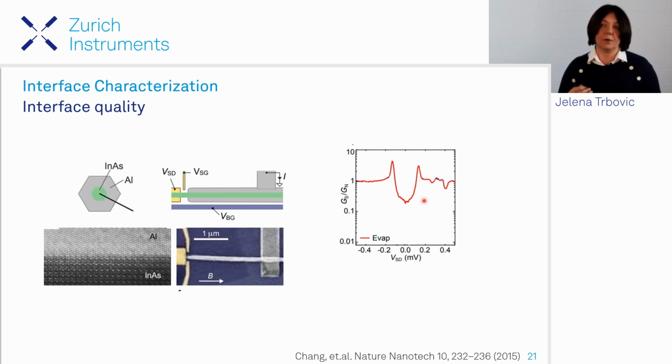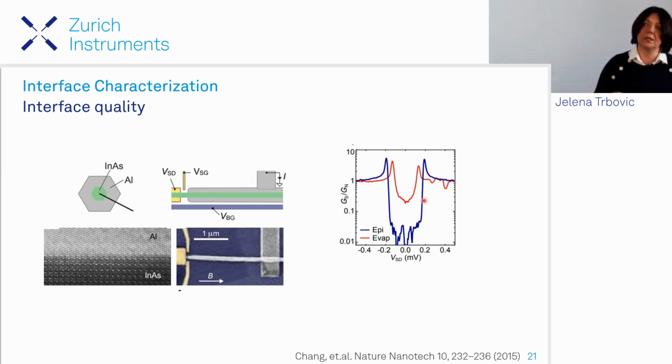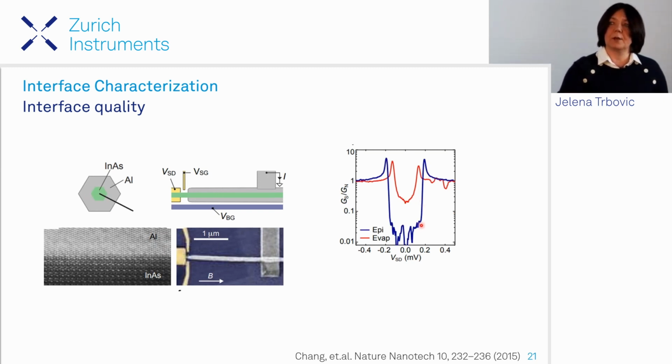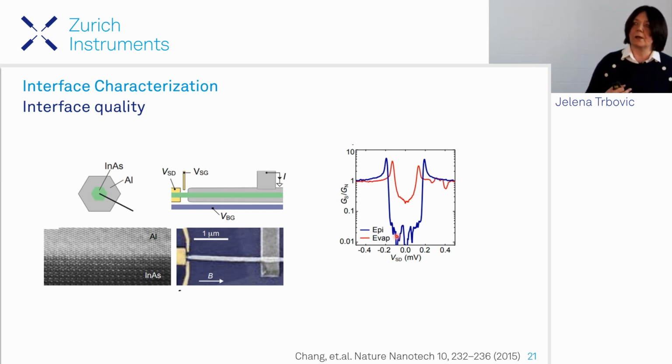And when epitaxially grown aluminum is then put on this indium arsenide nanowire, we can then see how the subgap region becomes much deeper. And what this really means is that you can see the subgap processes, which are important for the operation of the device.